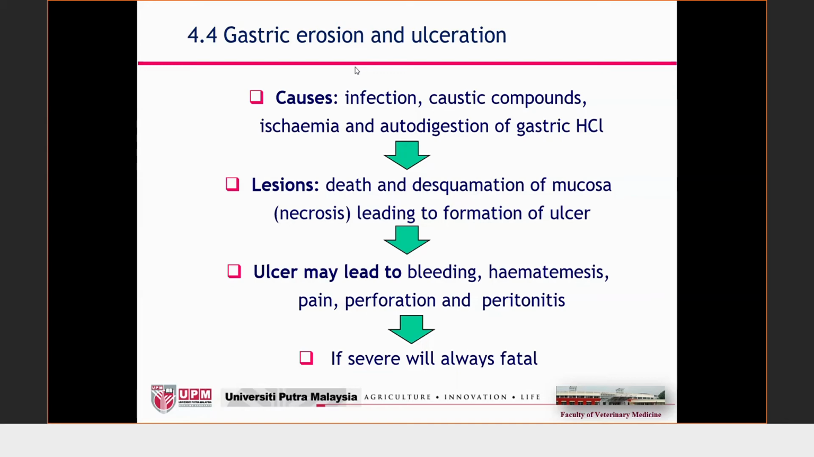I think this pathophysiology was partly touched on during lecture 3, yeah? But now we emphasize it and put it separately because it is important for us to understand the relationship between the agent, the lesion, as well as the clinical sign. So that is important.